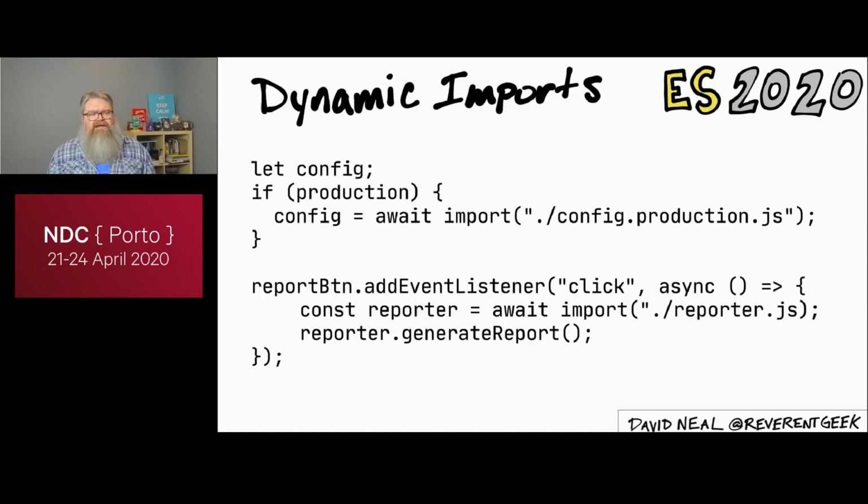There's a new feature called dynamic imports, which allows us to dynamically import modules, and that import syntax is a promise that we can use either with the promise syntax or with async and await. So in the second example here, we had a button listener click event, which means that that module, reporter.js, is only going to get loaded if someone clicks on the button for it.